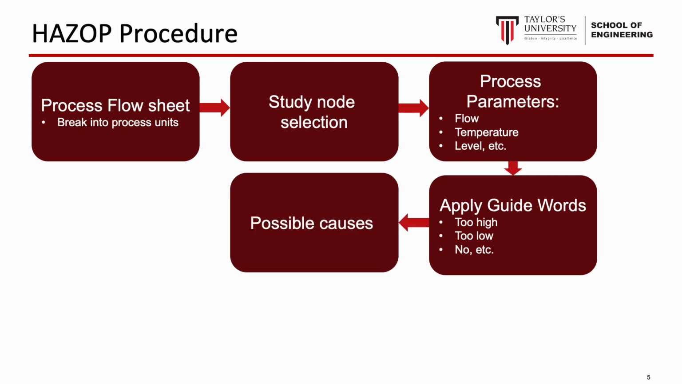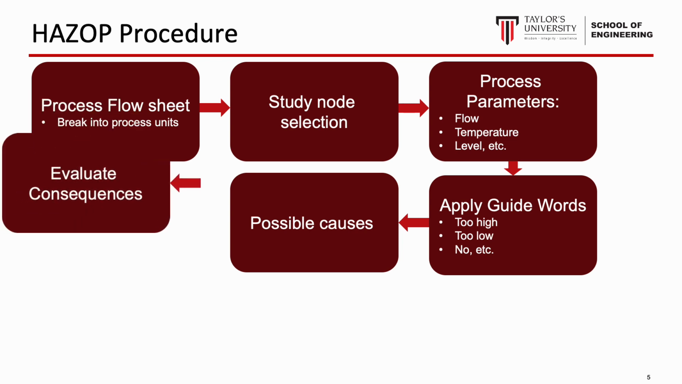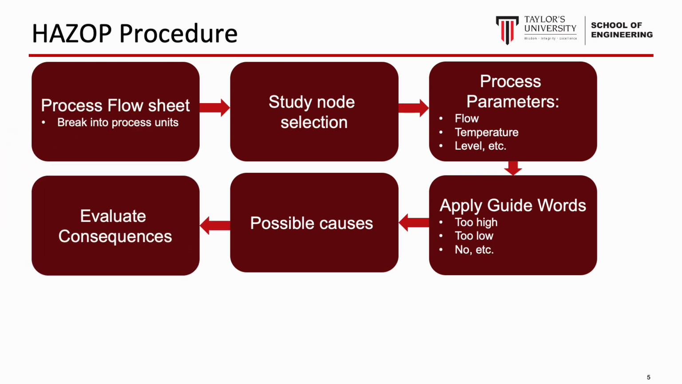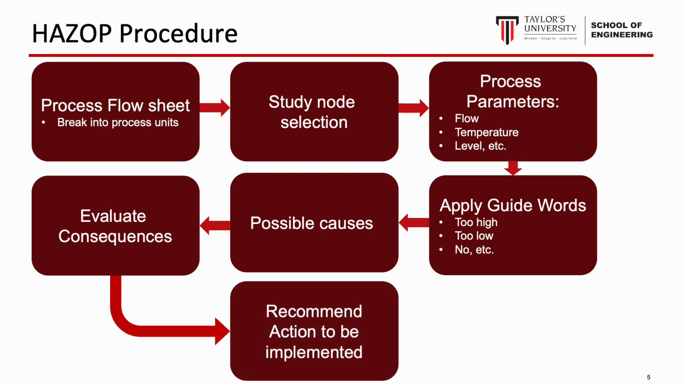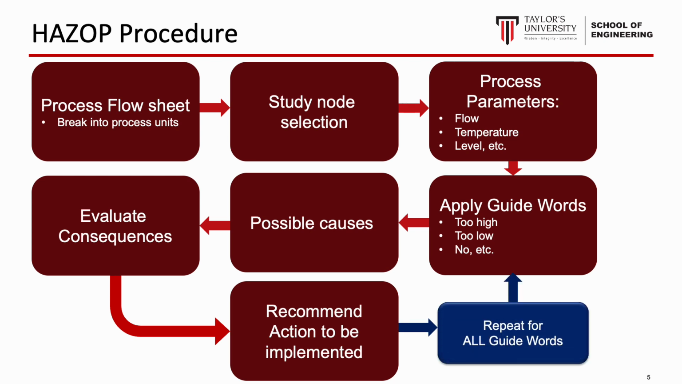Then the next step is we look at what the possible causes are that lead to high flow rate or low flow rate or no flow. And then we look at the consequences of these causes. Let's say we have high flow rate, what will happen next? If let's say low flow rate, what are the consequences? Then looking at all this data, we then recommend what actions need to be implemented. And then we repeat for all the guide words.